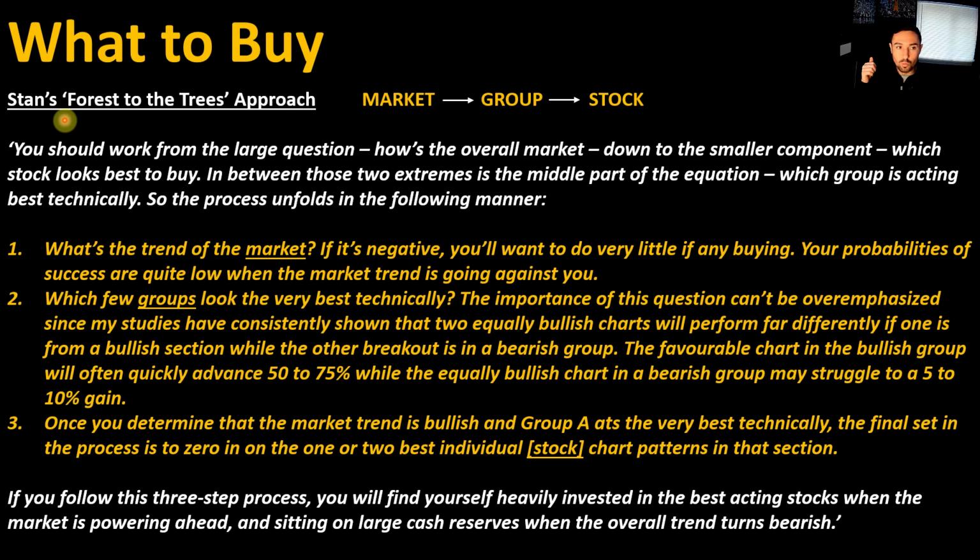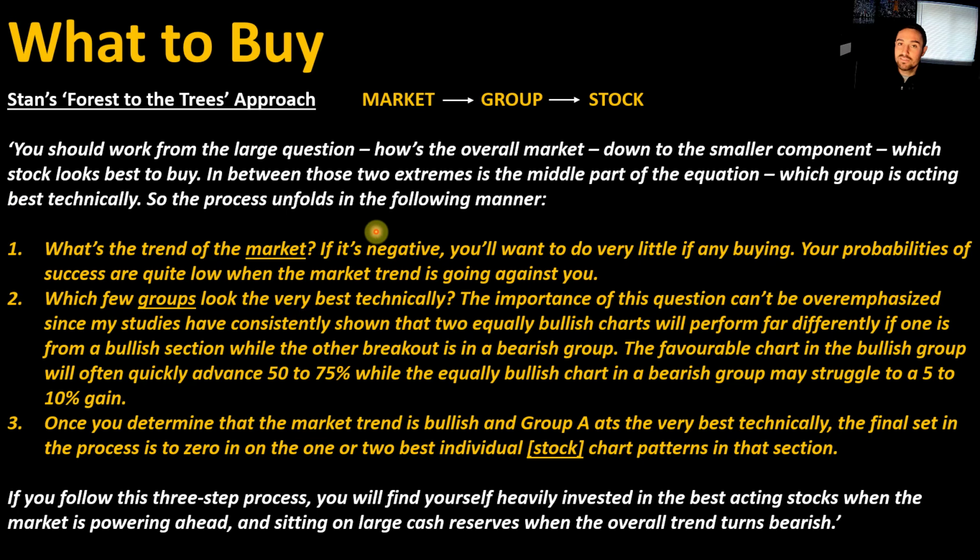He would want to know, what is the trend of the market? What are the leading groups? What stages are they in, and what stage is the market in? And what are the leading stocks and what stage are they in? So market, group, stock is how Stan approached it. You should work from the large question, how is the overall market, so what stage is it in, down to the smaller component, which stock looks best to buy? In between these two extremes is the middle part of the equation, which group is acting best technically.